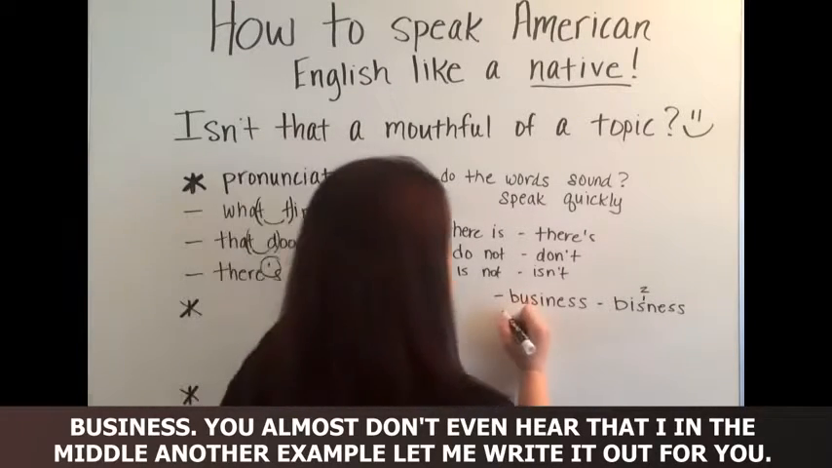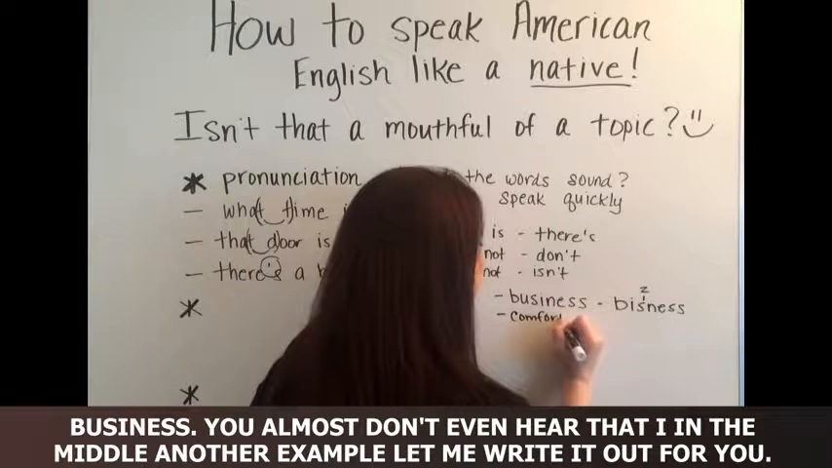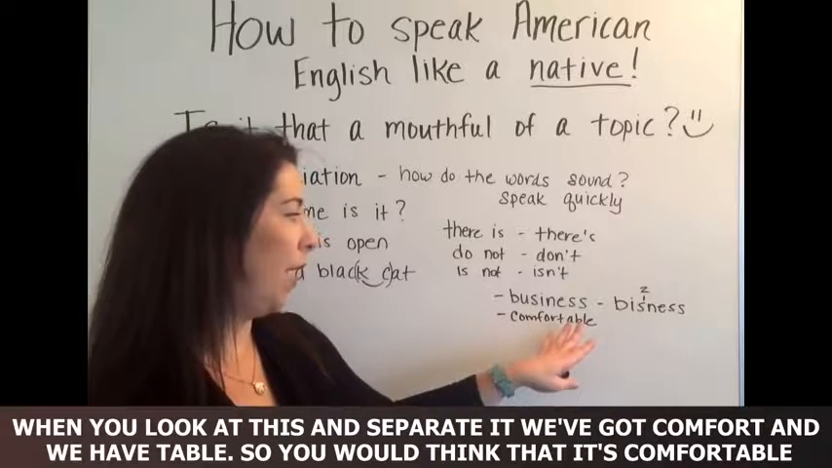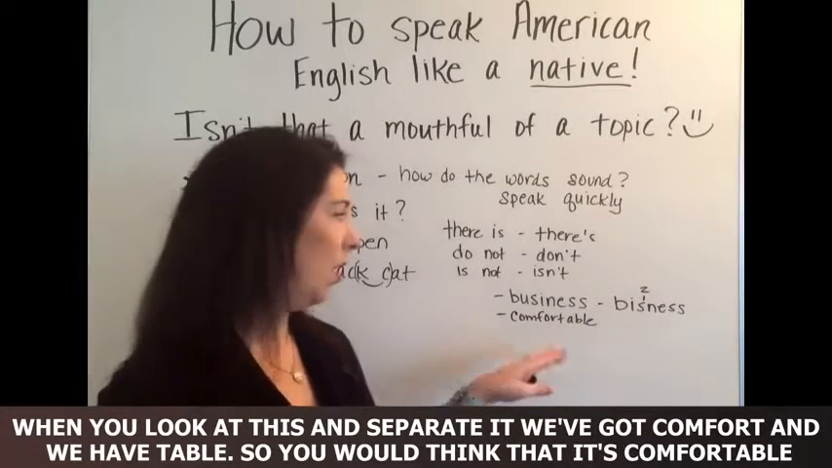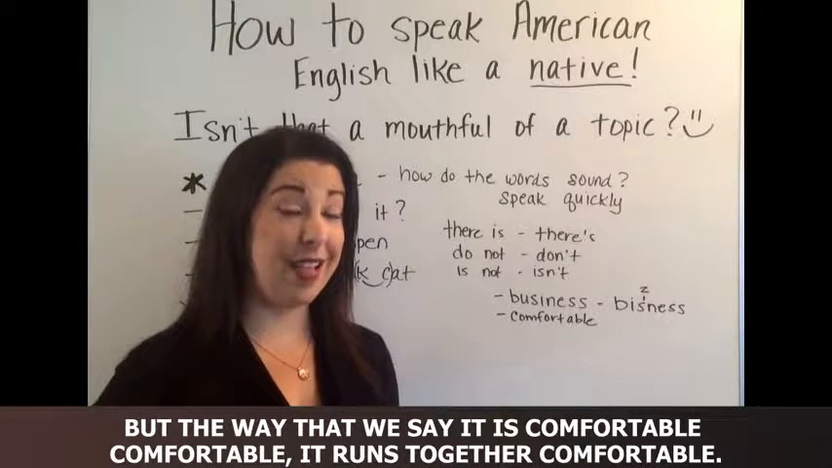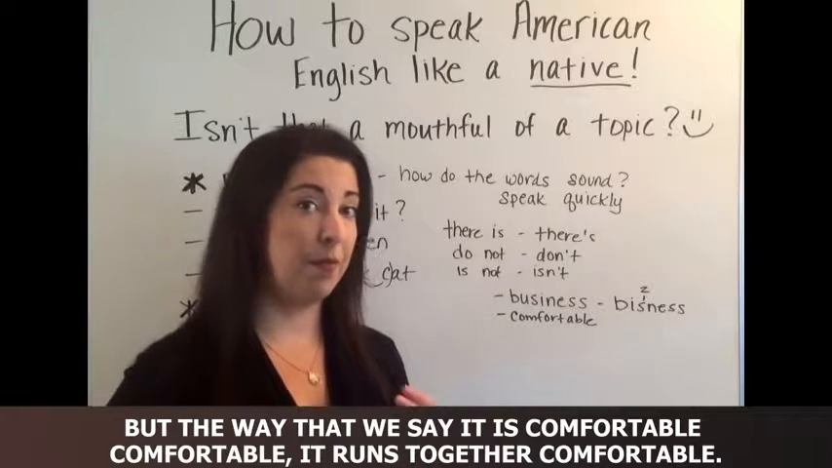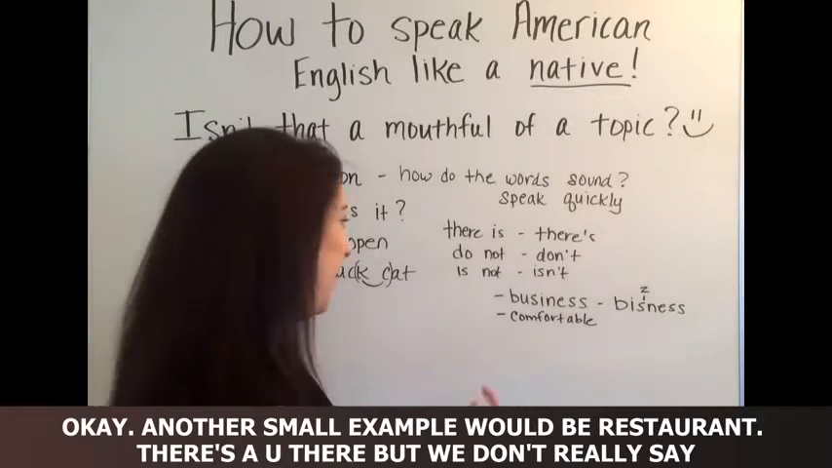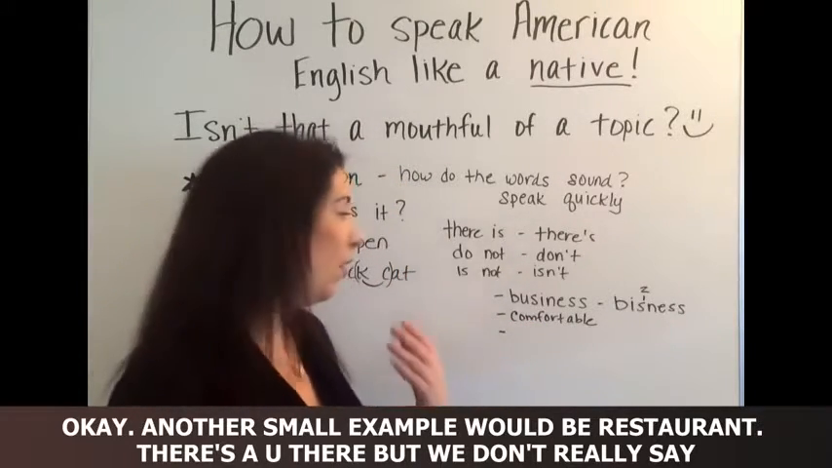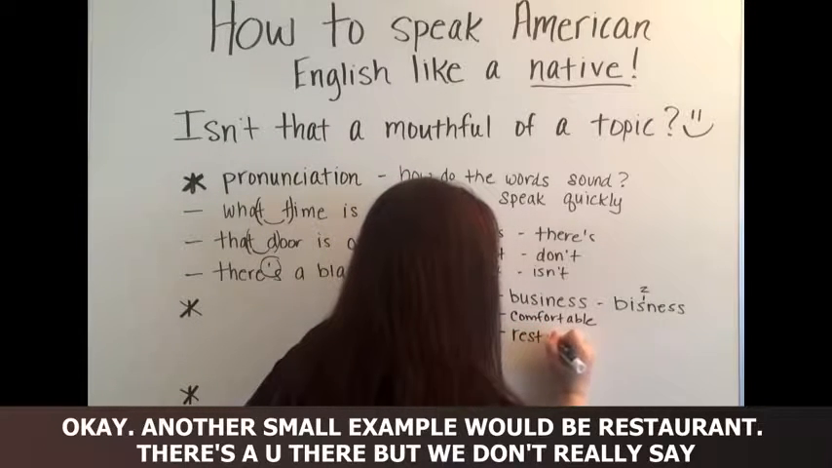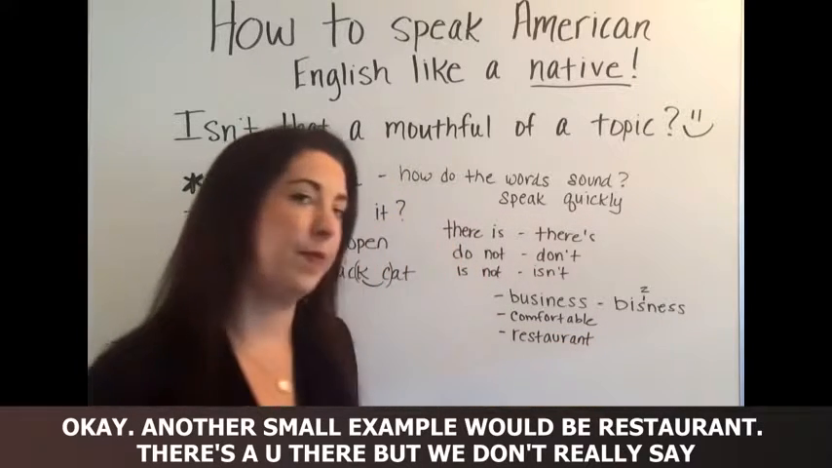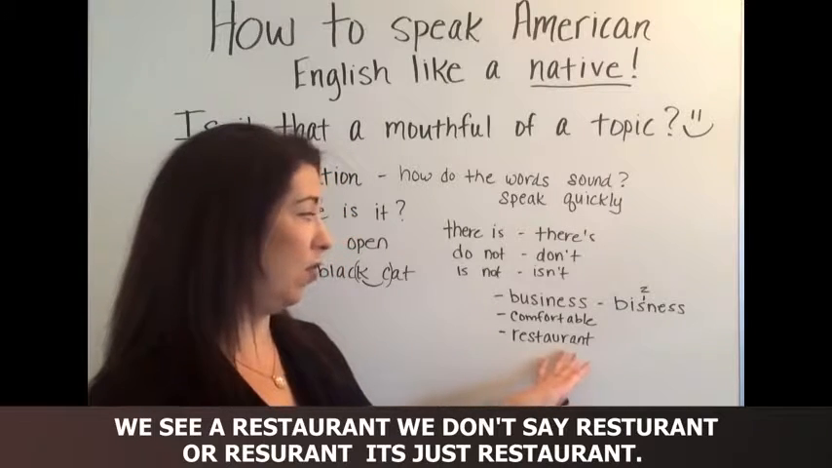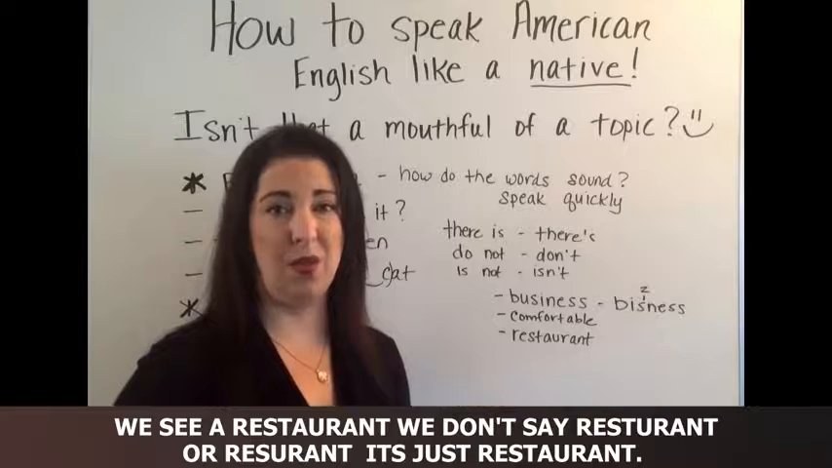Another example, let me write it out for you. When you look at this and separate it, we've got "comfort" and we have "table." So you would think that it's "comfortable," but the way that we say it is "comfortable." It runs together. Okay? Another small example would be restaurant. There's a U there that we don't really say. We don't say "restaurant" with every syllable. It's just restaurant.